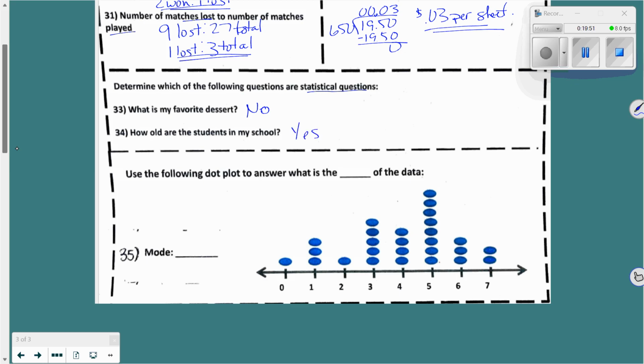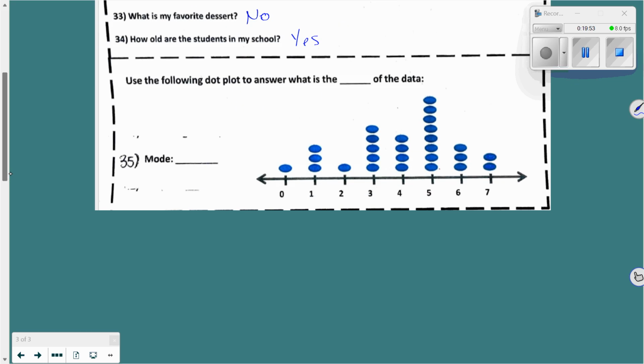And our last one, use the following dot plot to answer what is the blank of the data. You might see there's actually 3 things we erased because we didn't cover those. But we did cover mode. What does mode mean? Most. Which one had the most? 5.